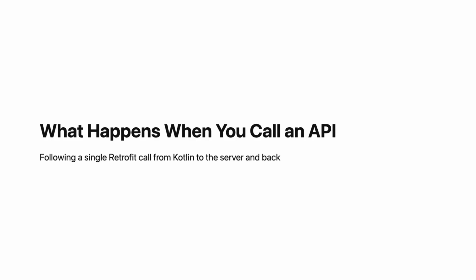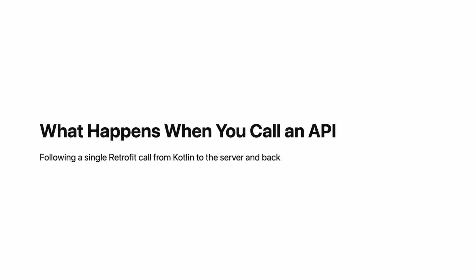Today, we are going to follow a single API call from your Kotlin code all the way to the server and back. Step by step, millisecond by millisecond, and by the end you will understand exactly why your fast API sometimes feels slow. Let us start with what you see in your code.